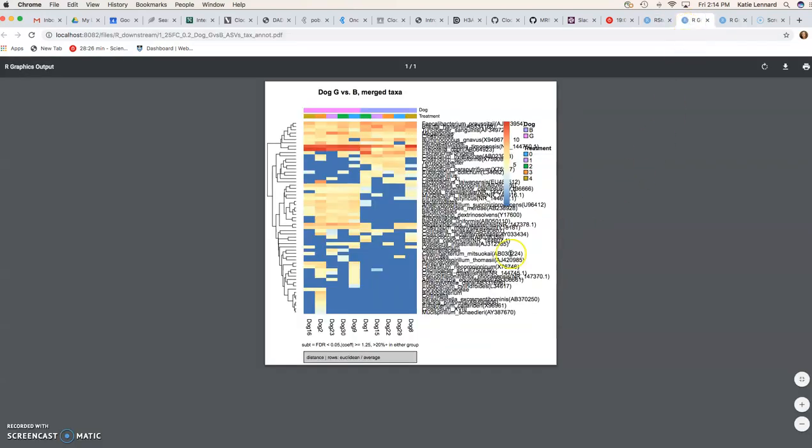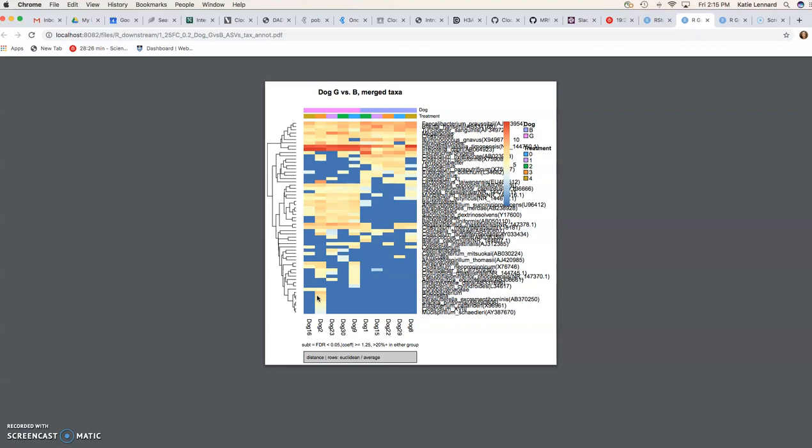And if we look at that heat map, we'll see that there are a whole bunch of ASVs at the bottom here that were only present in one sample. And I really wouldn't be comfortable calling that significantly different between dogs G and B just because they were present in this one sample. So we are working with really small sample sizes here. We discussed that there are other methods like edgeR and DESeq2 that might perform better at such small sample sizes.